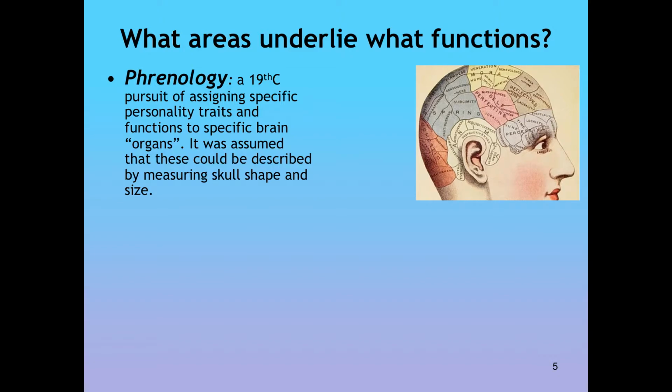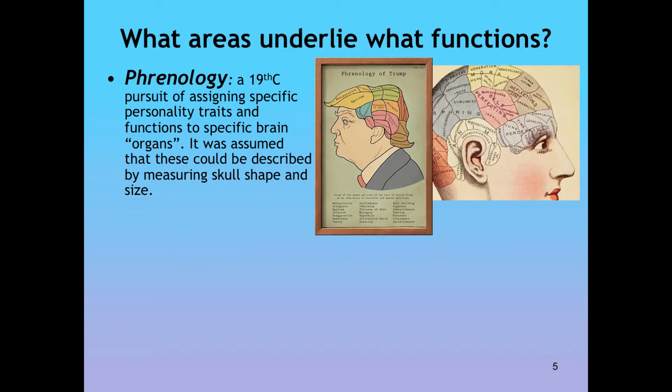But funnily enough, I did come across this more modern image, which you can buy on Amazon if you would like. It's called the Phrenology of Trump. And instead of using the skull structure to determine personality traits, they use the structure of his hair. So they're probably equally scientifically sound.